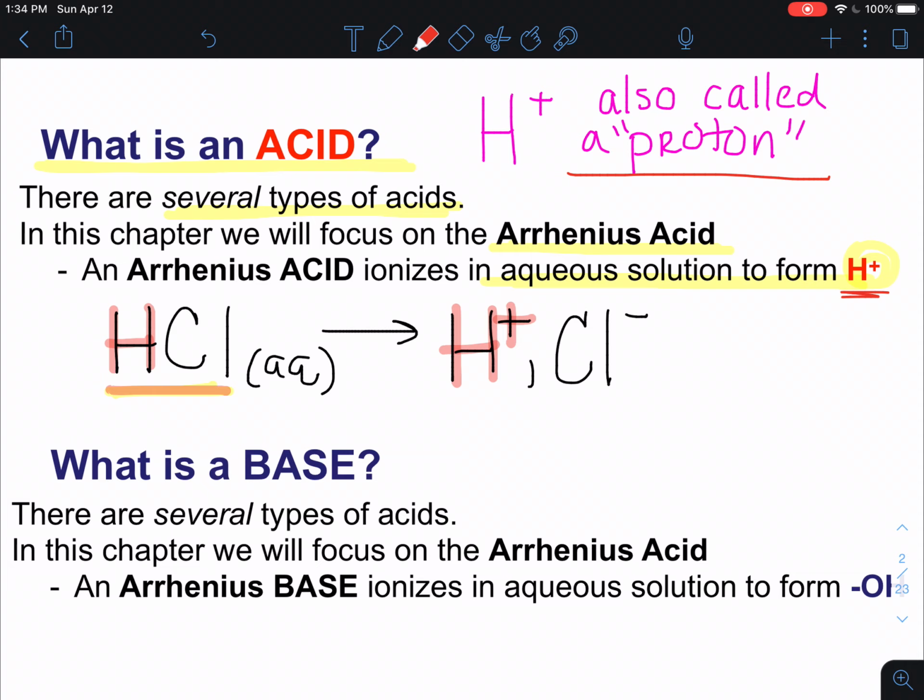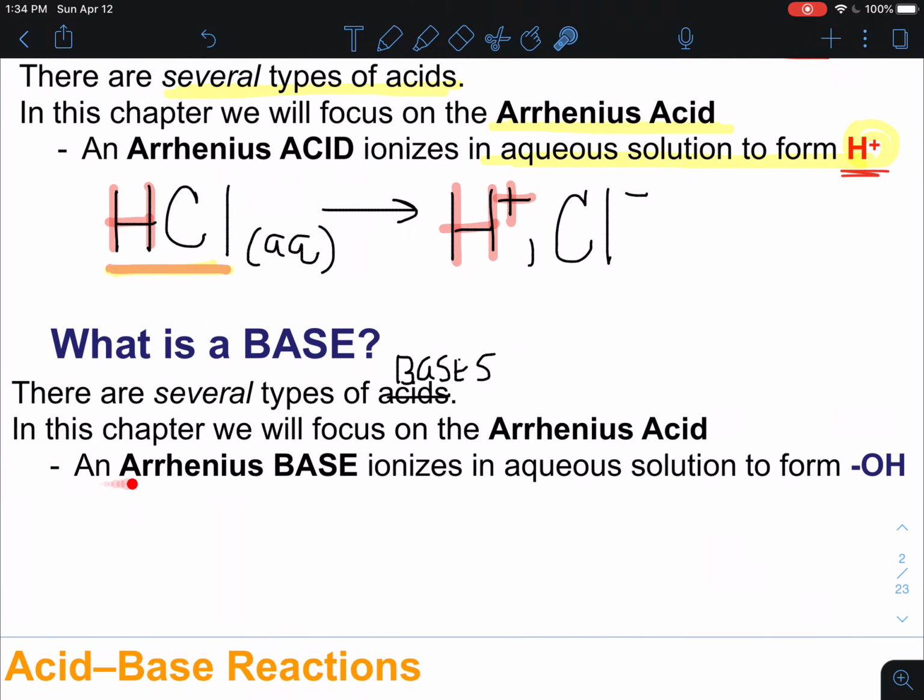So the opposite of an acid is a base. It's important for you to understand what a base is as well. There are several types of bases, but when we're talking about Arrhenius acids, we're also going to have Arrhenius bases because acids and bases exist in pairs. So Arrhenius bases ionize in aqueous solutions to form OH-. Remember, this is a hydroxide ion.